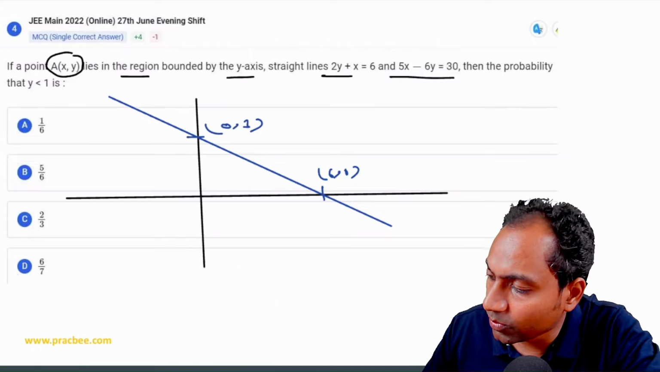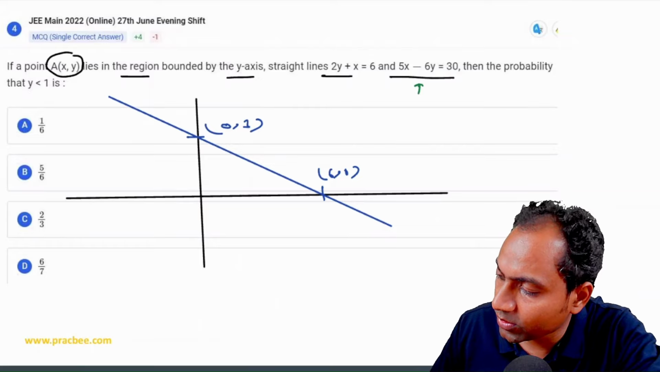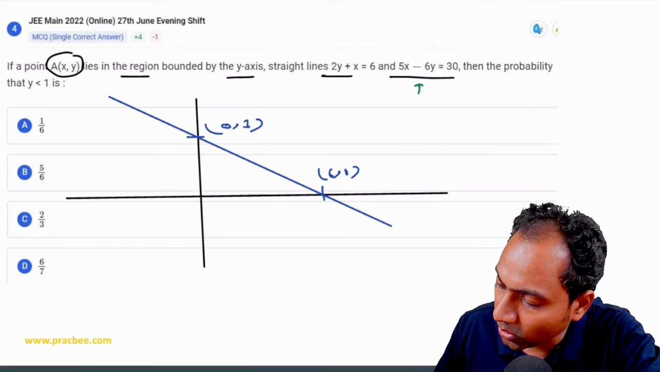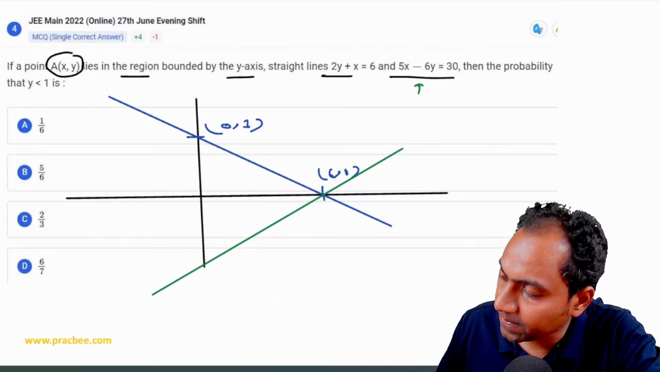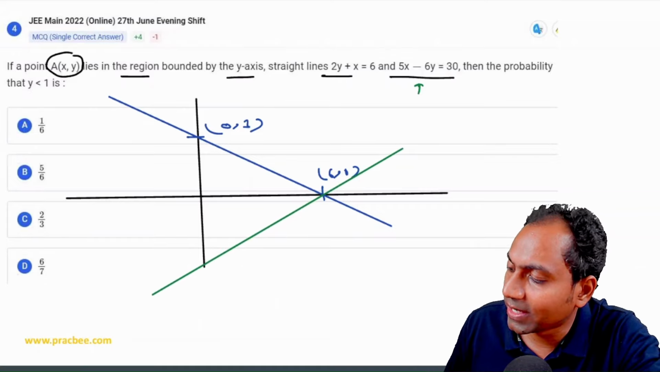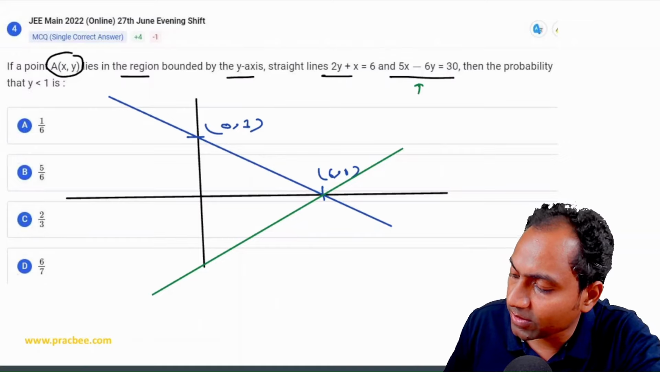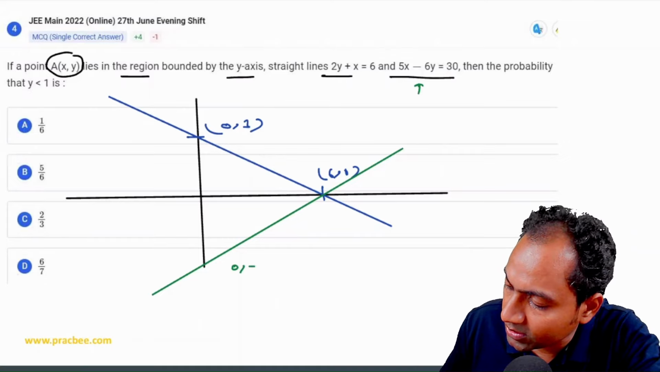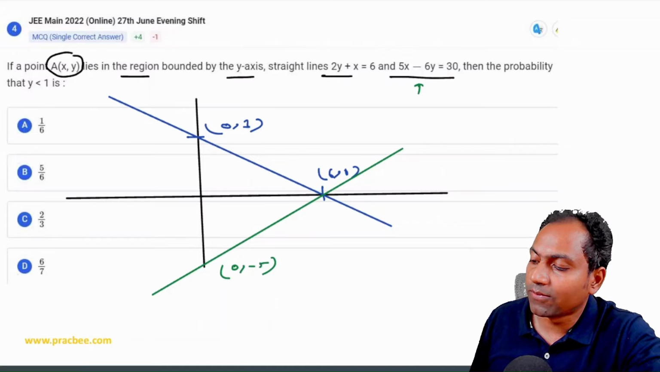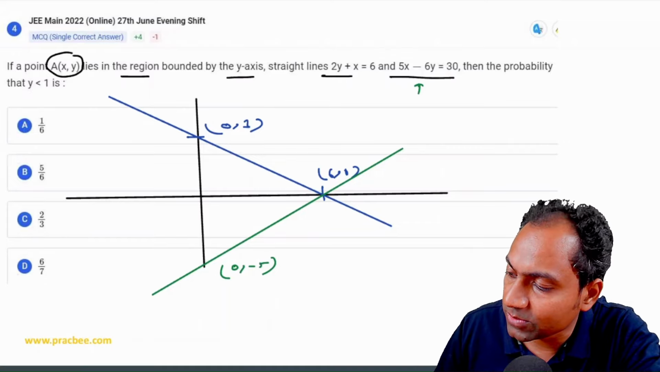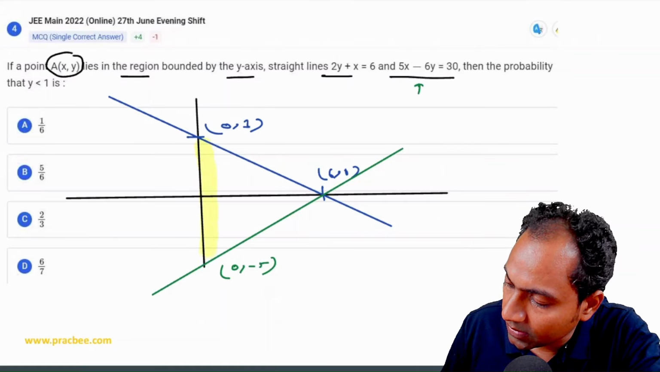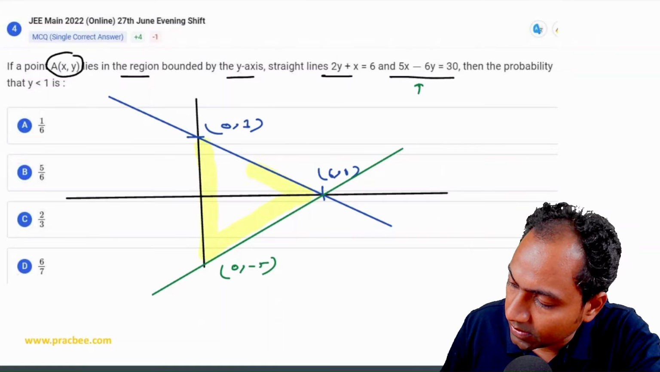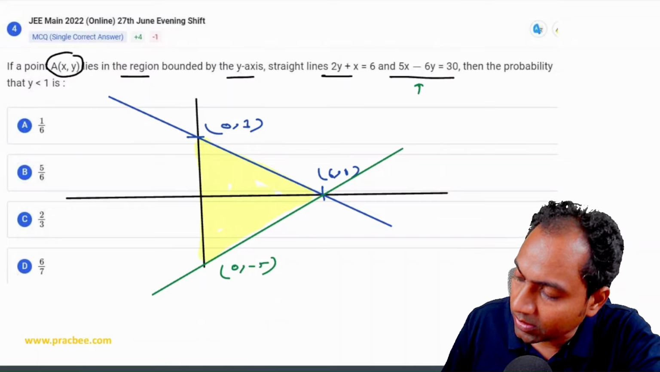Another line if you want to plot, here also if I put y equal to 0, my x comes out to be 6, so the point of intersection is the same, and if I put x equal to 0, the value of y becomes minus 5, so this point is 0 comma minus 5. Once I have got this, now this is my sample space. This region that they are talking about lies in this triangle, let us say ABC.